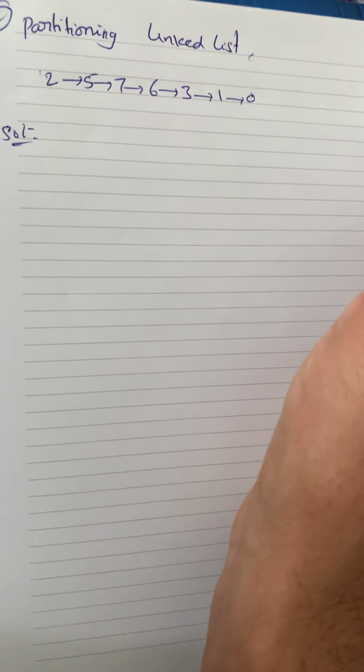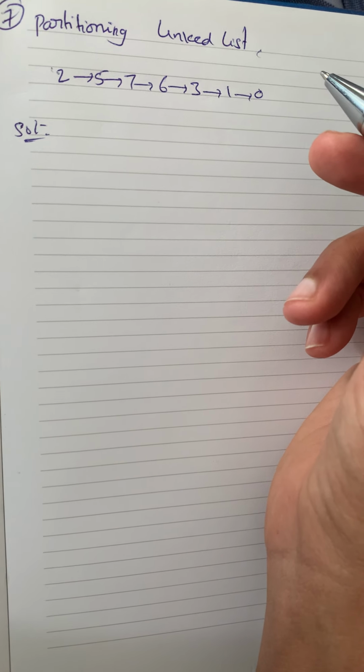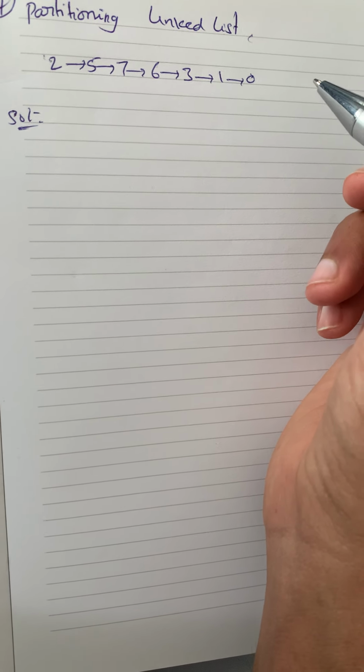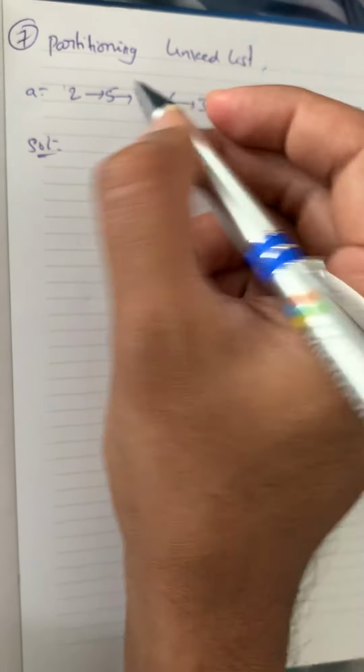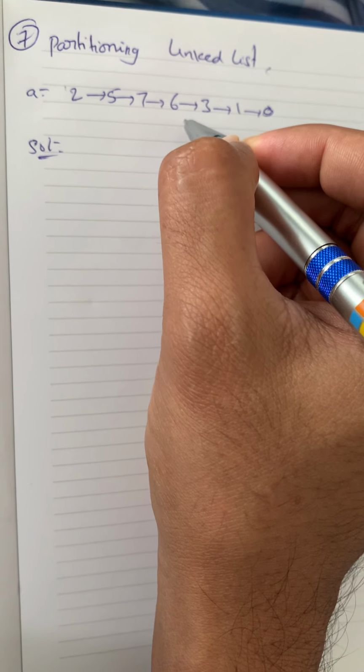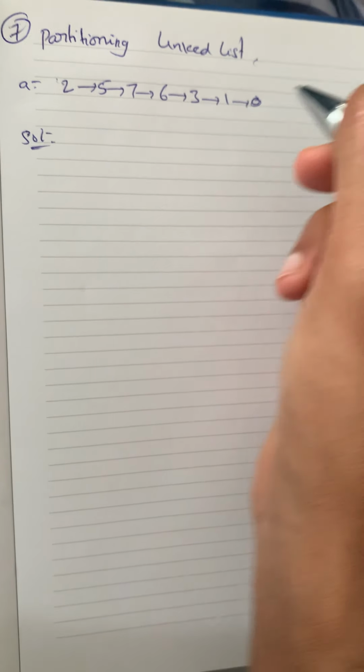I would like to solve problem number 7 in this video. This is about partitioning a linked list. We have a linked list like this. This is an unsorted linked list. We're going to partition this linked list based on a reference value.